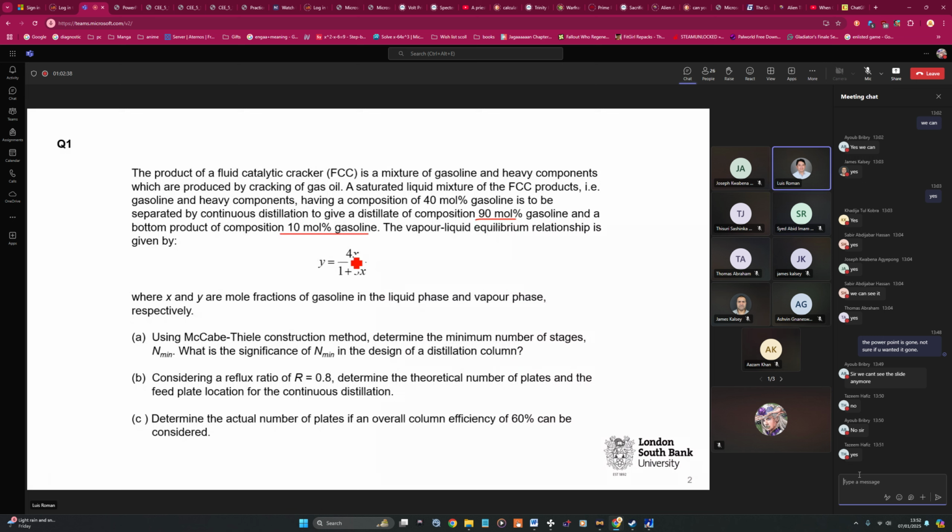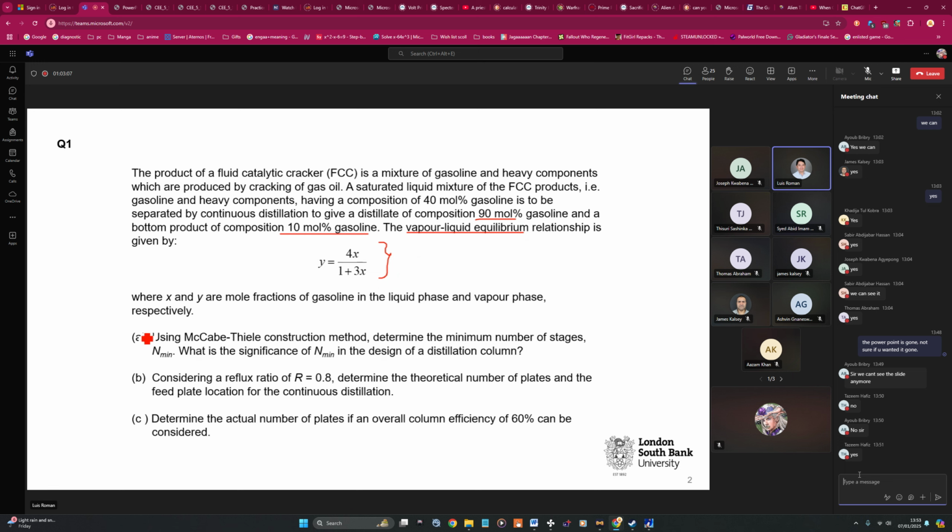And we are given this equation, which is the vapor-liquid equilibrium relationship. As I said before, there are different ways in which you may have this vapor-liquid equilibrium data. Probably you have an equation like this, or maybe you have a table of temperature and compositions, or maybe just compositions. But somehow you need to have some information about the phase equilibrium.